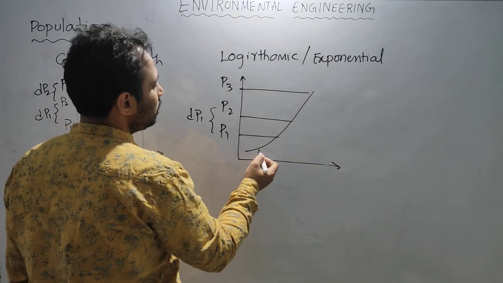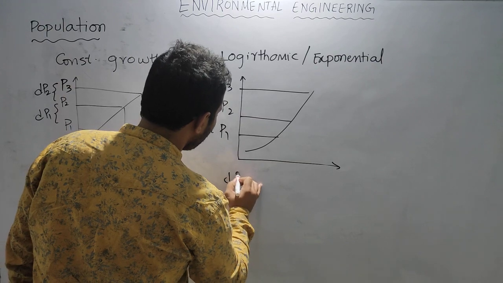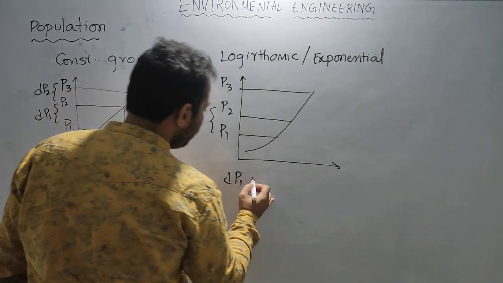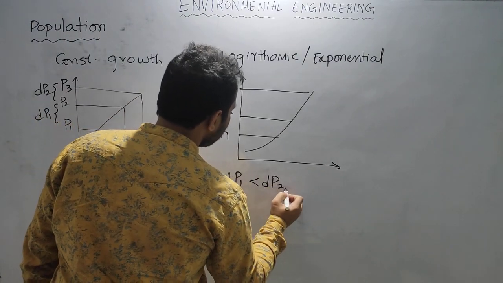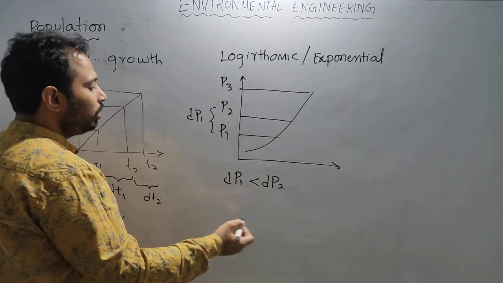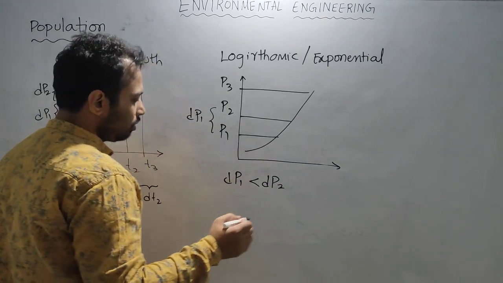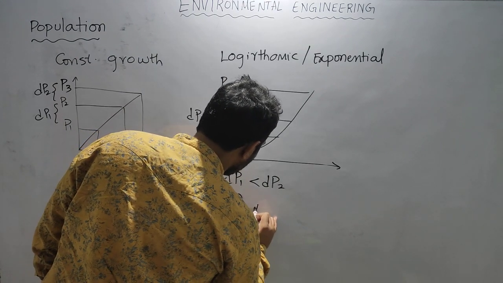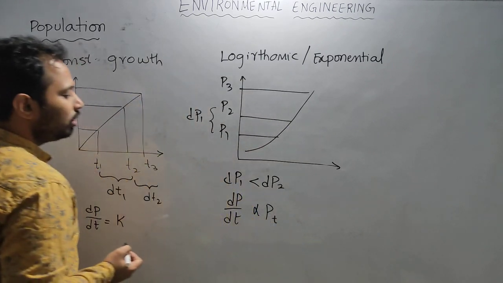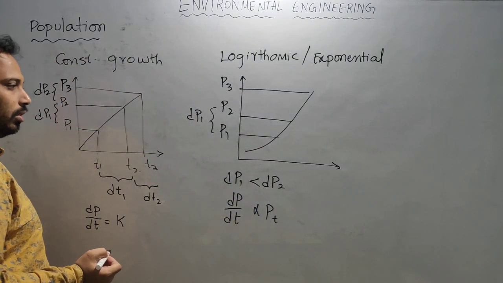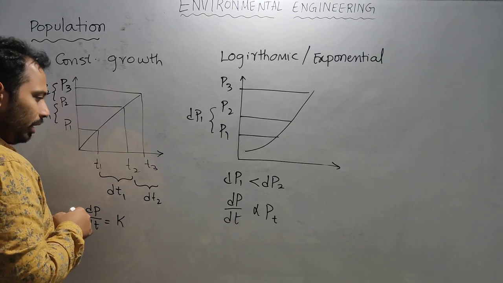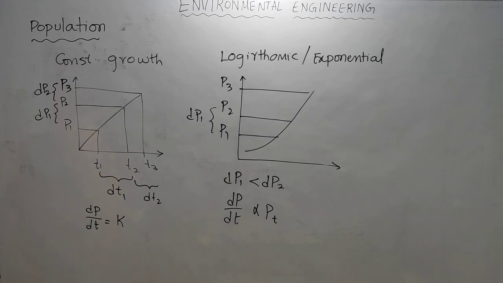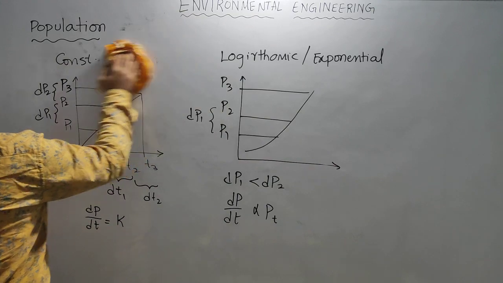Here it is growing exponentially, so dp1 is less than dp2, and similarly it will be less than dp3, and so on. So dp by dt is not constant. Here dp by dt is proportional to the population at that time. Now what is meant by this? If you look at the geometric progression, you will understand this.